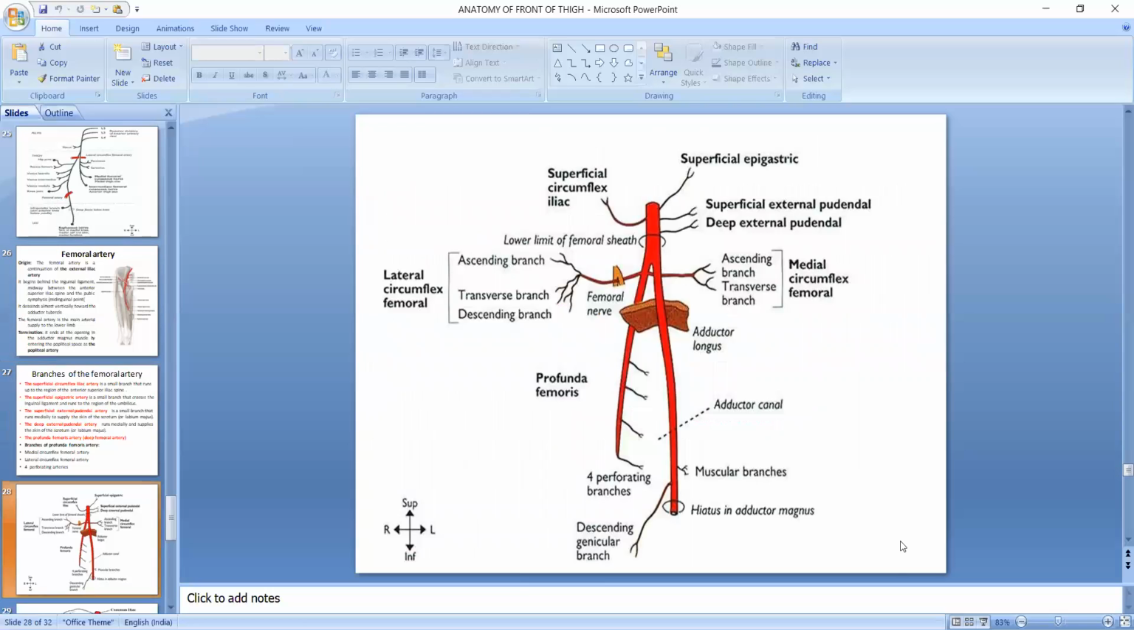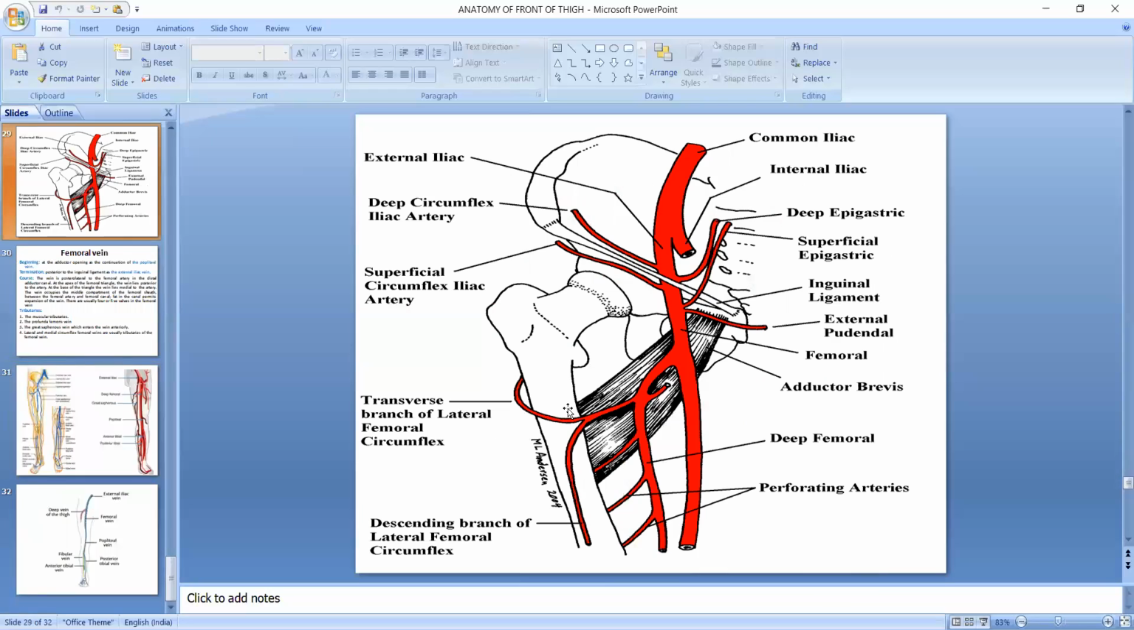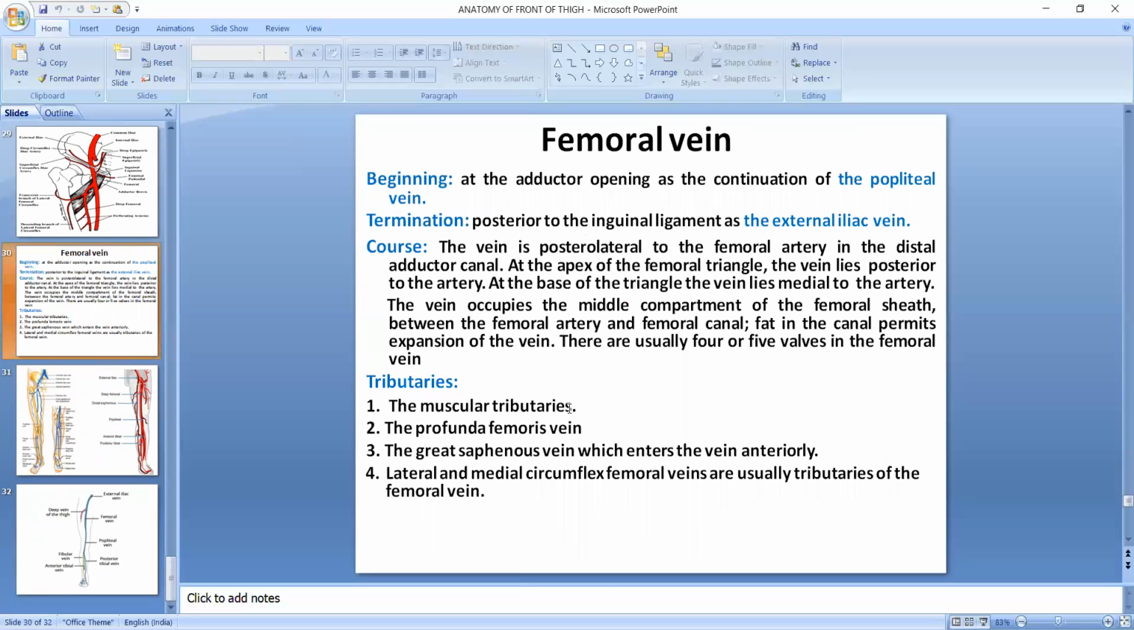So we can see here the profunda femoris artery and its branches, and this is the adductor canal, and the medial circumflex femoral, and this is the lateral circumflex femoral artery and the branches also. And this is the picture. We can see here the clear view of the arteries and their circulation.